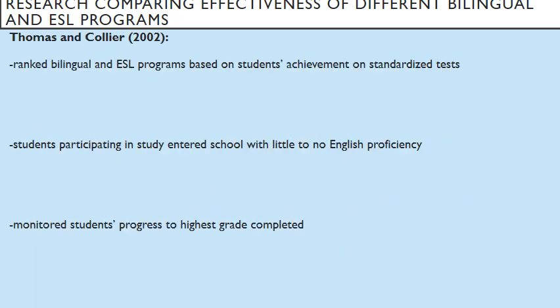In 2002, Thomas and Collier did an educational study in which they ranked bilingual and ESL programs based on students' achievement on standardized tests. All of the students that participated in that study entered with little to no English proficiency, so they were all English language learners. And Thomas and Collier monitored the students' progress up until the highest grade that those students completed.